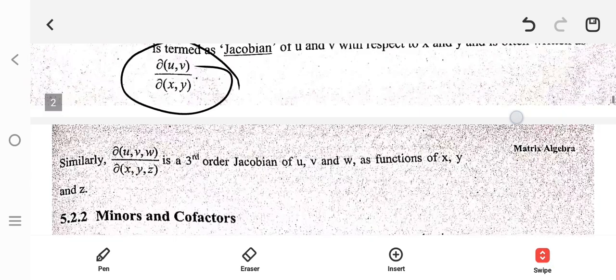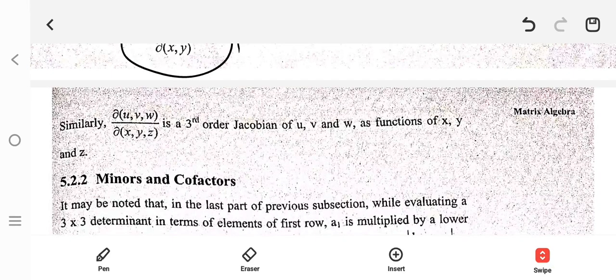Similarly, for three functions, we can write our Jacobian as del(u, v, w) by del(x, y, z). So this is the third order Jacobian of u, v and w as functions of x, y, z, right?